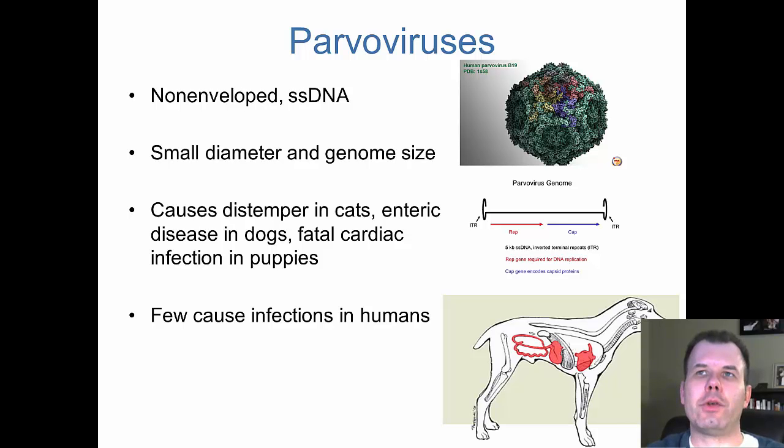Okay, the last virus we're going to talk about, and then we're done for today, is the non-enveloped single-stranded DNA virus. And this is the Parvovirus. It's small in diameter and genome size, a very, very small genome, and it causes distemper in cats, enteric disease in dogs, and fatal cardiac infection in puppies. This is a lot of times the pet shop infection: you bring a dog home from the pet shop, and 3 days later they start vomiting and getting really sick, and 3 days later they die, and that's due to the parvo.